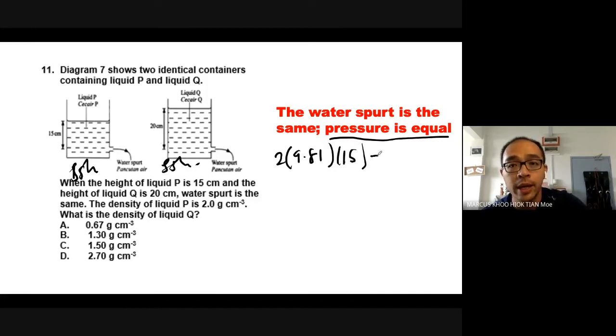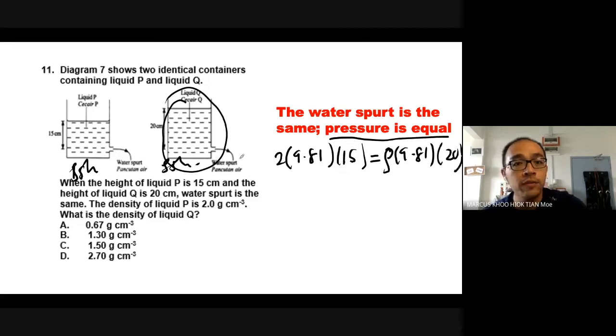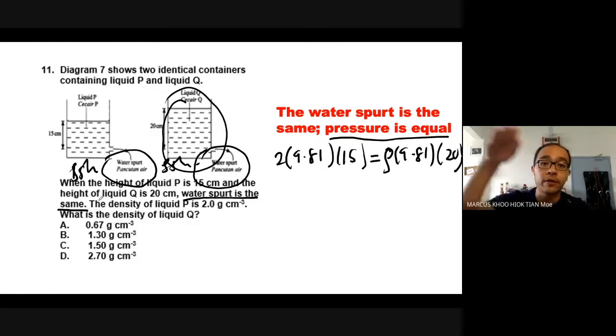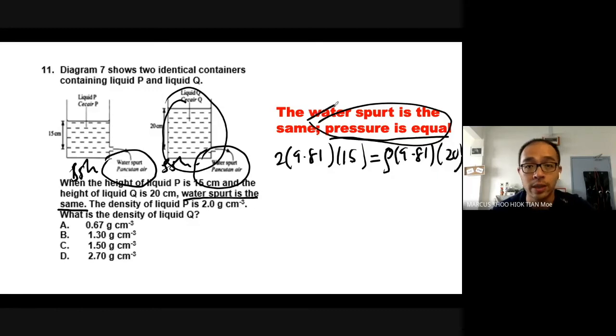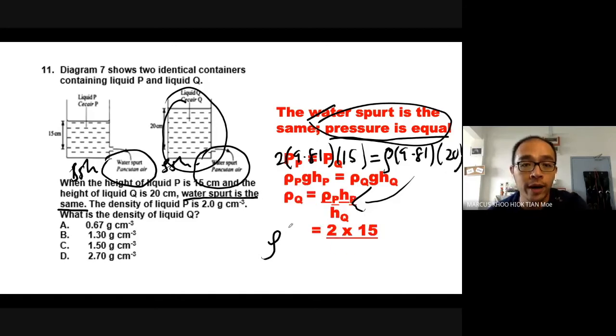Okay, very good. Then equals to this side's pressure, which is, sorry, the rho, I don't know. The rho times 9.81 times 20. Okay, so even though there are different heights, because the water spurt is the same, this information is very important for us to remember. If the spurt of the water is the same, it means the pressure is equal. Then you transpose, and you will get rho equals 1.5 grams per centimeter cubed. Okay, that's a very good attempt by Louis.